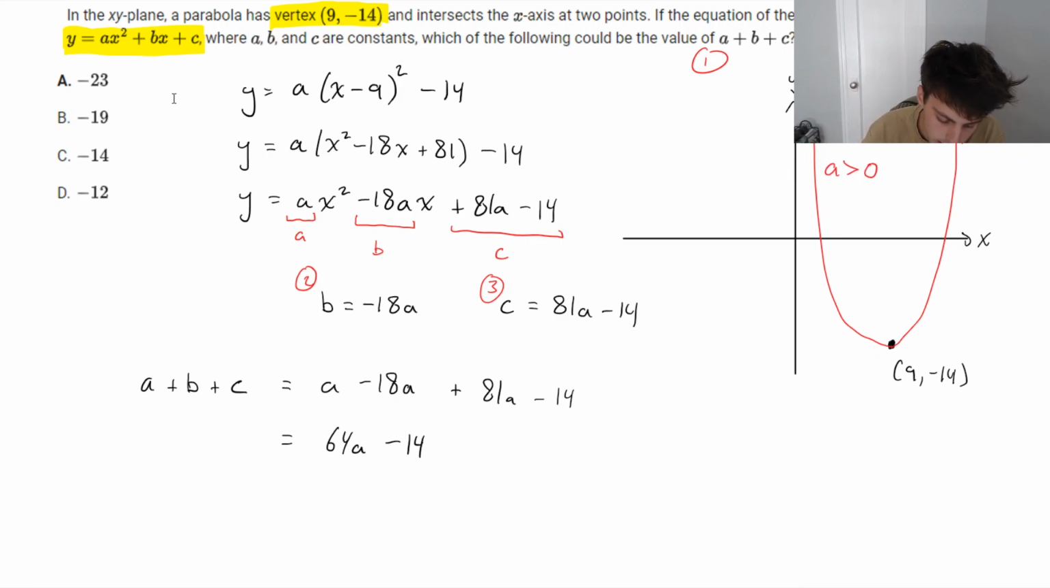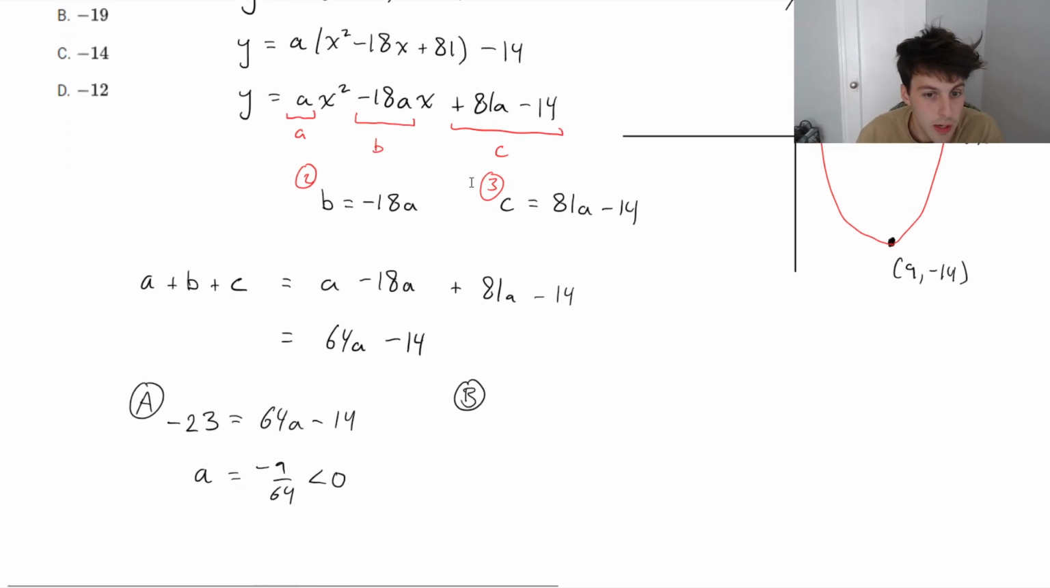Let's try option A. Option A is minus 23. This is 64a minus 14. So this would give us a is equal to, minus 23 plus 14 is minus 9, divided by 64. So minus 9 over 64, which is less than 0. So it's not A.